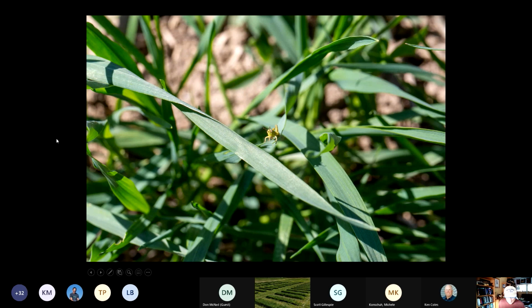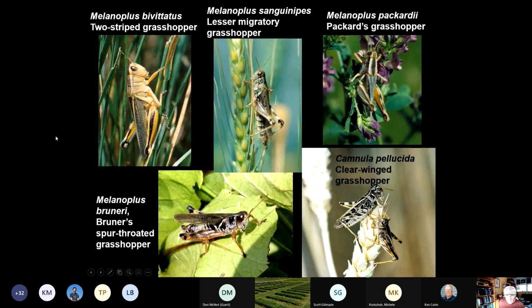Stay skeptical. And by the way, skeptical doesn't mean disbelieving everything. Of course, it means don't believe too quickly. Wait until you have evidence. Evidence is everything. And I thought I'd mention, since I just mentioned grasshoppers, these are the important ones for us in Alberta. Two-striped on the left, top middle, and the lesser migratory, which is almost absent recently.